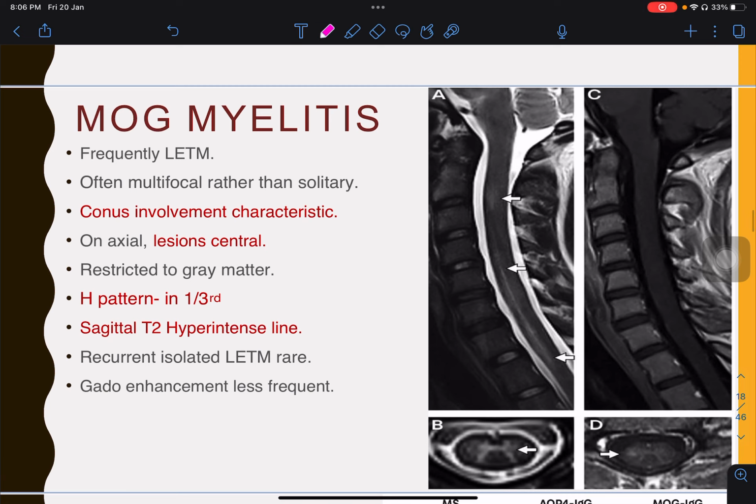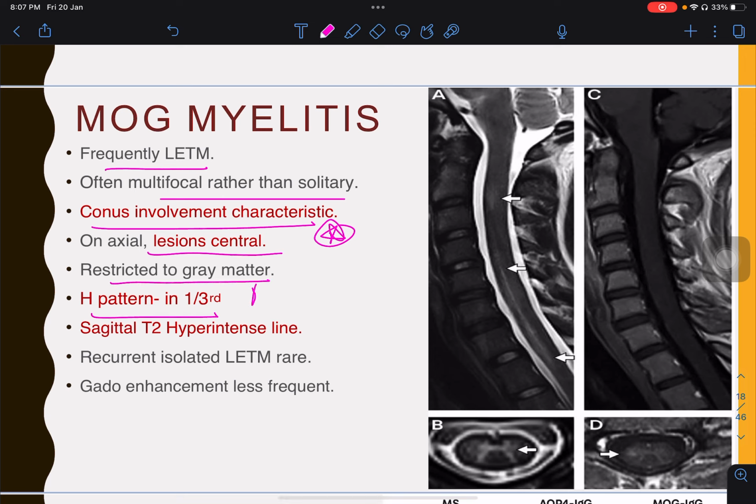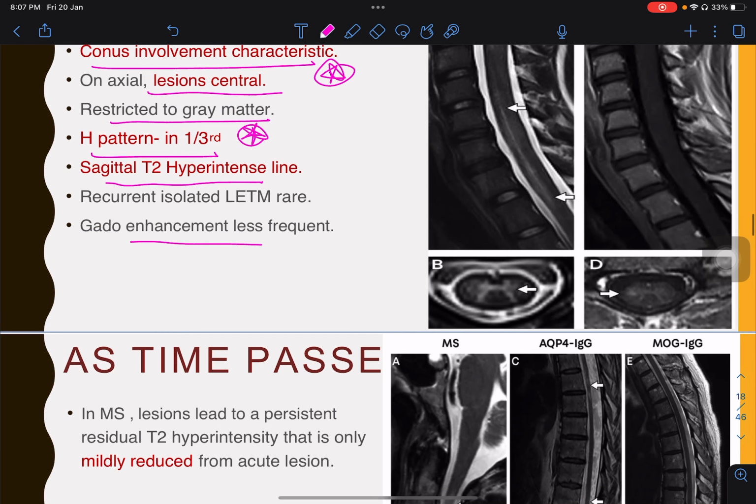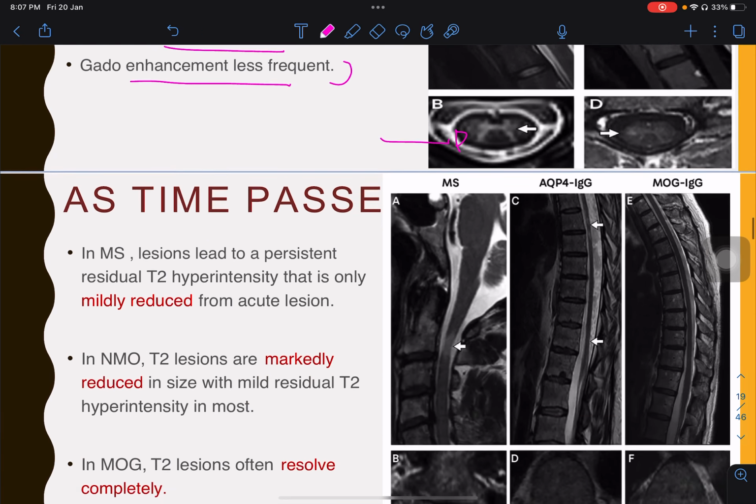Now, what you should know regarding MOG: it's frequently LETM or multifocal rather than solitary. Conus involvement is characteristic. MOG, conus. Central gray matter, so the H pattern you should remember. Sagittal T2 hyperintense line. Here you can see the H pattern and the T2 hyperintense line. Gado enhancement is less frequent. There is the H sign.